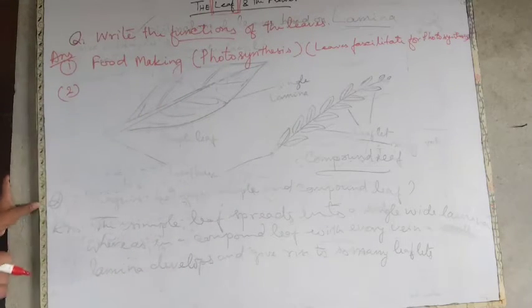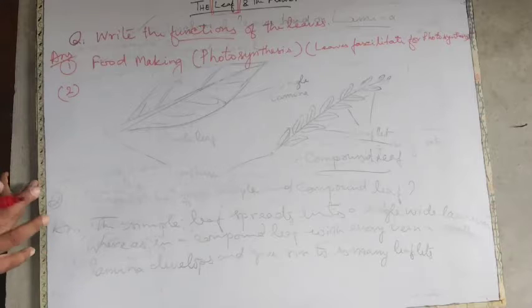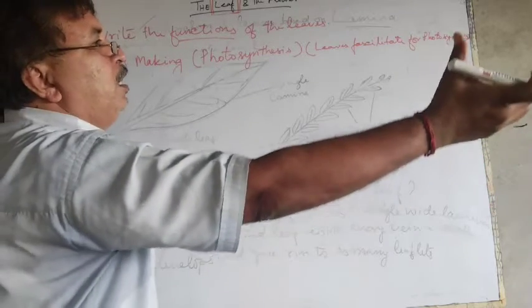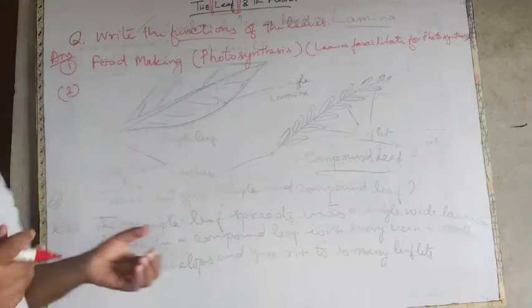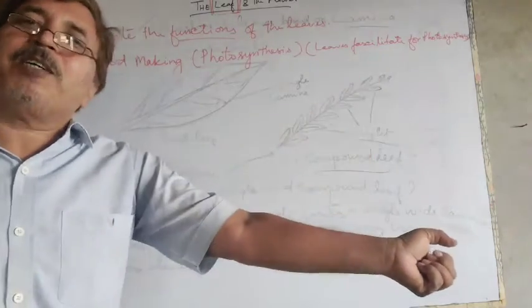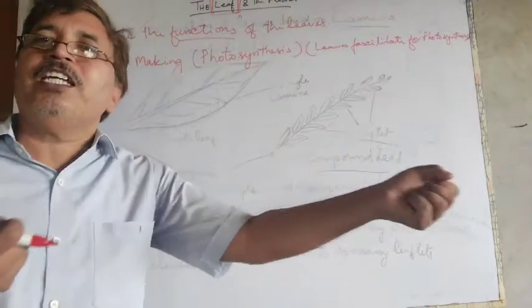What is the second function? The second function is exchange of gases. We cannot call it breathing. In breathing, what happens? Our lungs suck and push. That's why it's called breathing. But in the case of plants, it's exchange. You give something and take another thing. With one hand you give something, with another hand you accept something. So this way it goes on.